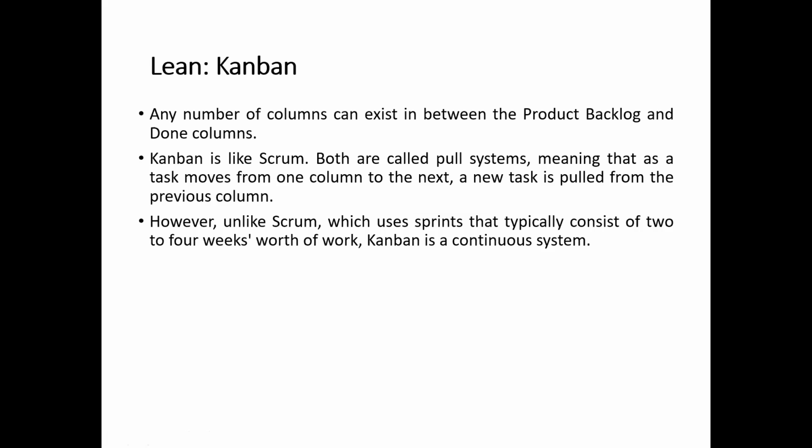So any number of columns can exist between the product backlog and done columns. It means you can add different columns here. And Kanban is like Scrum, both are called pull systems. So it means Kanban is a pull system. We pull the requirement from the board if there is a requirement.